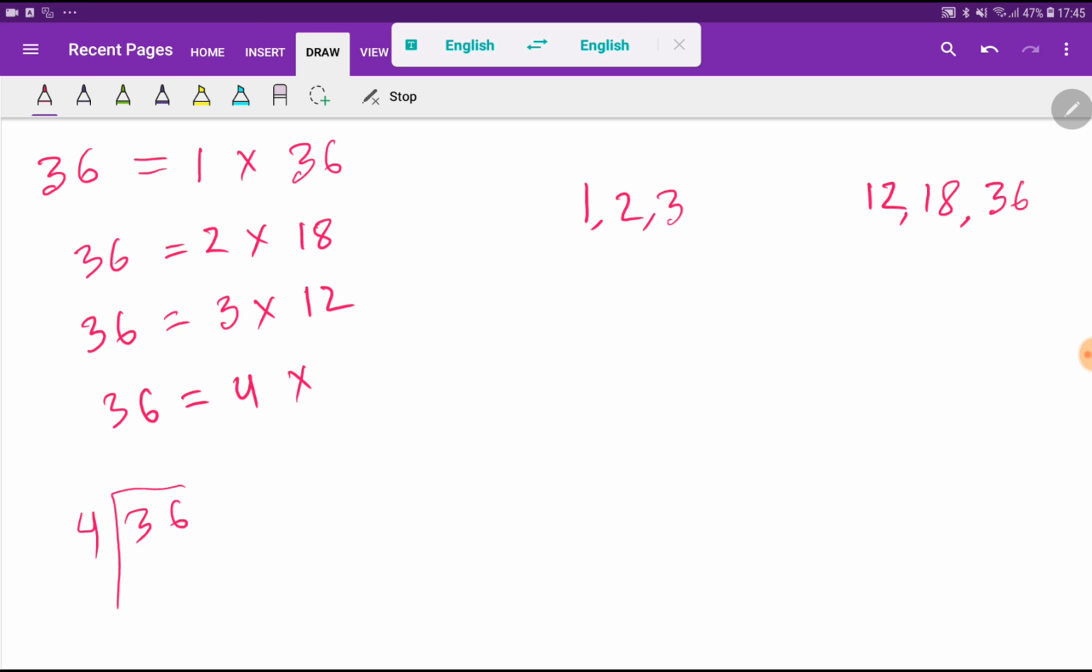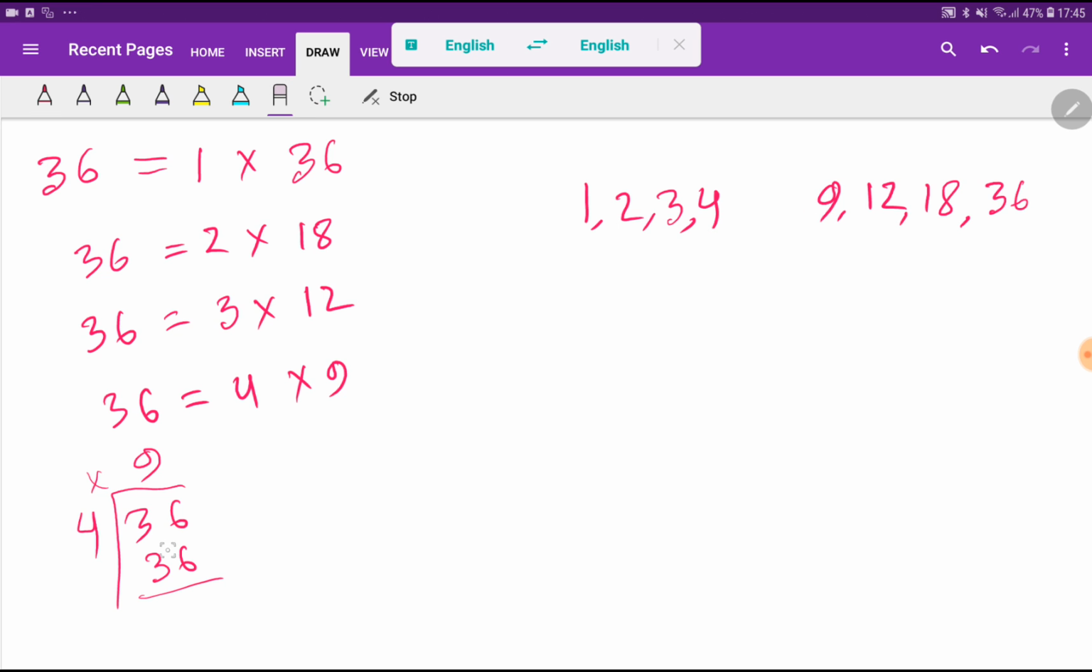Look at here. If you want to make 9 groups from 36 people, then you have to multiply 9 times 4, which equals 36, right? So I have to write 9 here. 4 times 9 or 9 times 4 equals 36. So I write 4 here and 9 will come here.